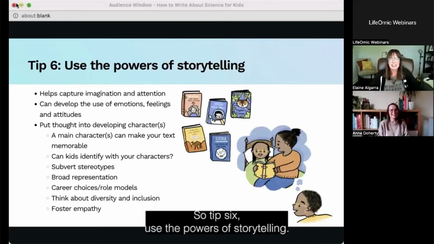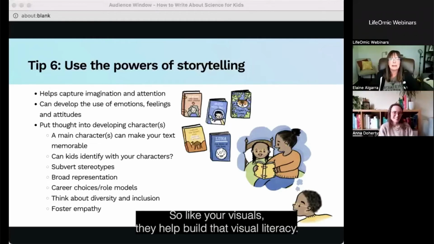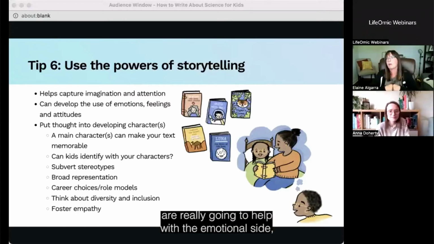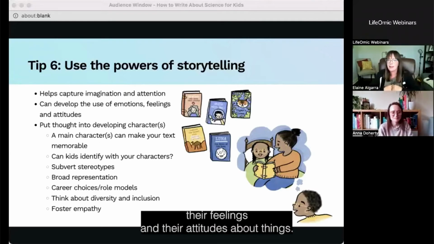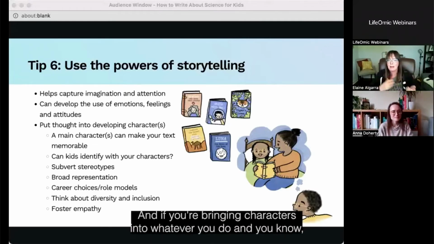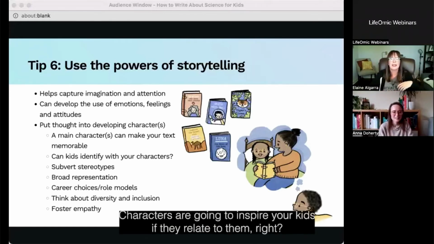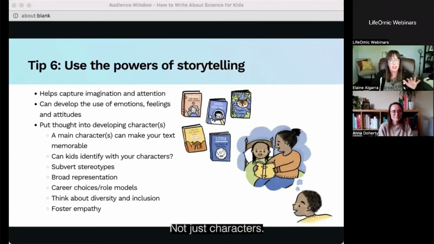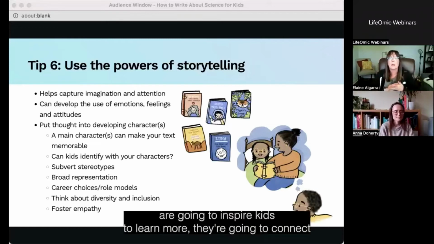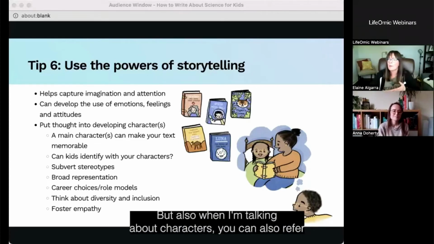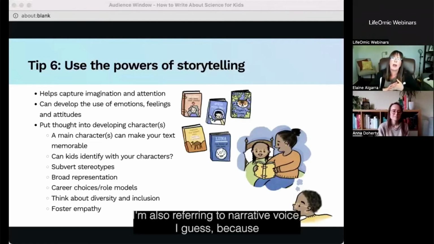All right, so tip 6: use the powers of storytelling. Your visuals help build visual literacy and engage your reader. The powers of storytelling are really going to help with the emotional side, their feelings and their attitudes about things. If you're bringing characters into whatever you do, and we do this at Lifeology, it helps the reader relate. Relatable characters are going to inspire kids to learn more and connect them to their own curiosity.